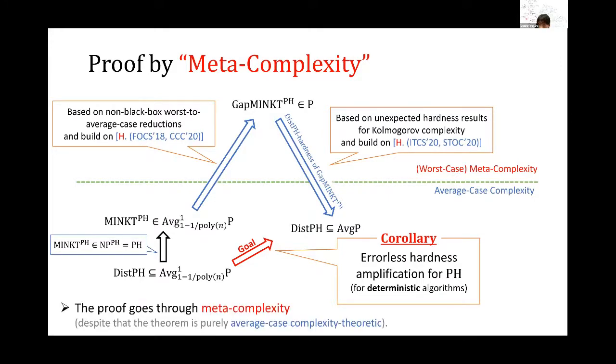What I would like to emphasize is that this established the corollary, because by just combining all three implications, we get the red arrow. What's interesting about the proof is that it goes through the notion of metacomplexity, despite the statement itself being just a statement about average case complexity.